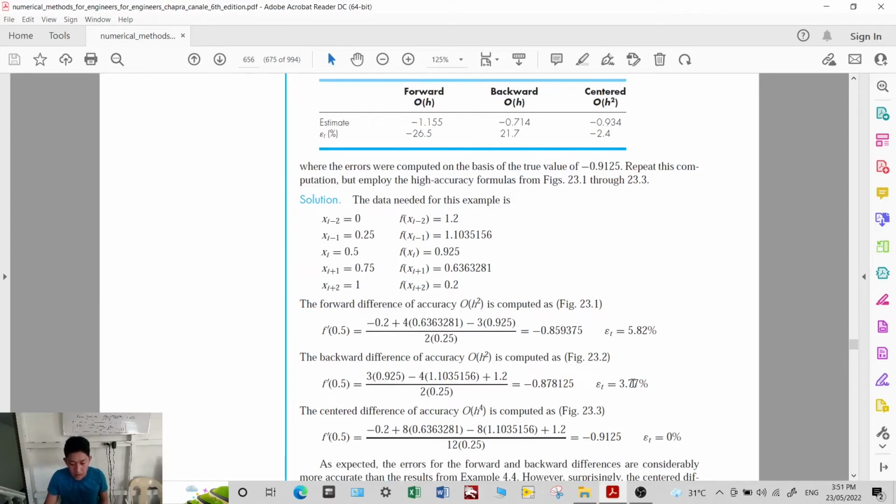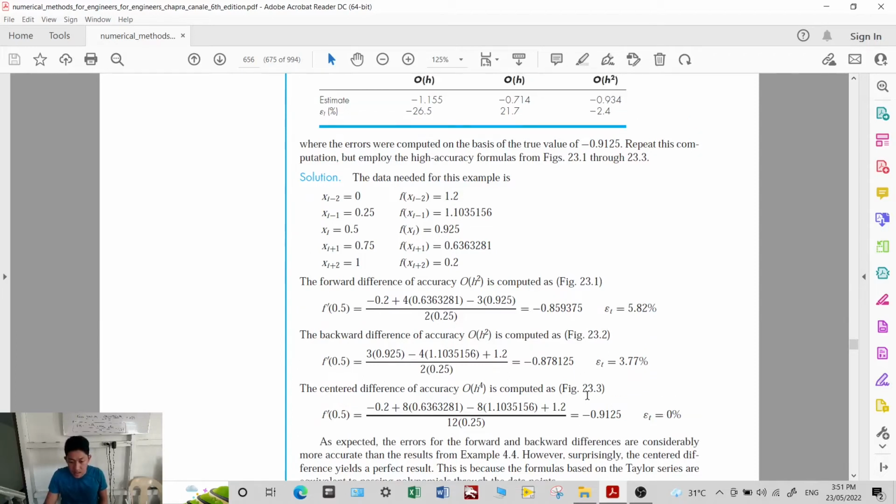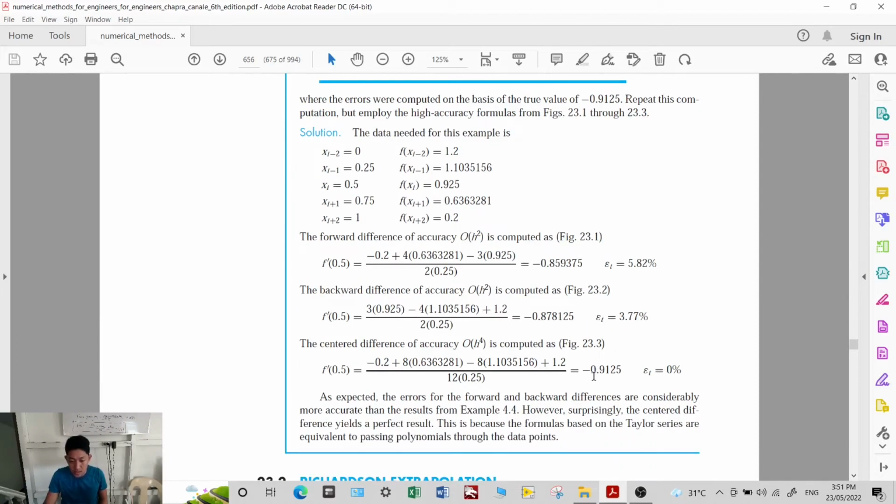And for the backward difference, the error reduces to 3.77. And amazingly, for the center difference, the error is zero because it got the true value, which is negative 0.9125.